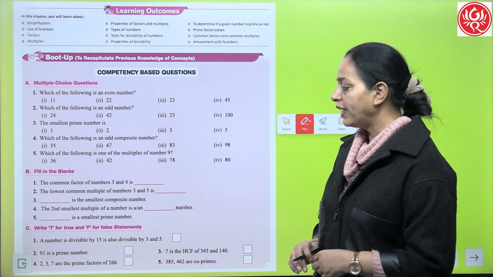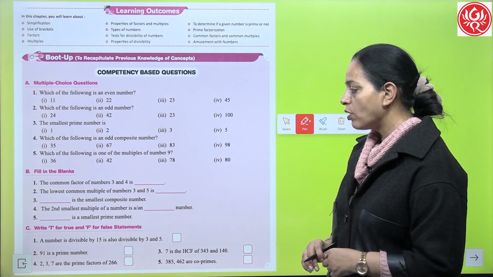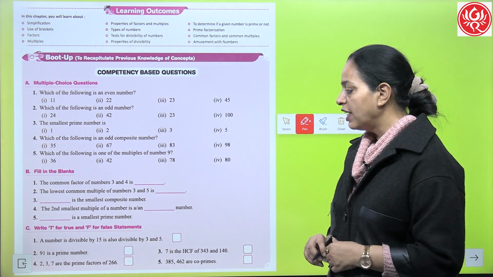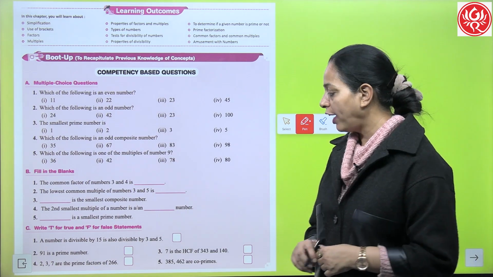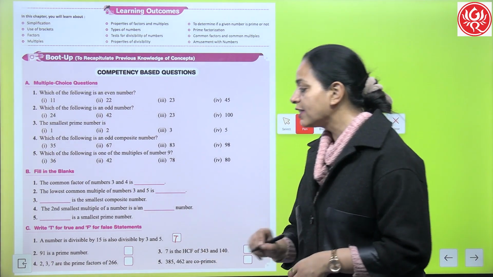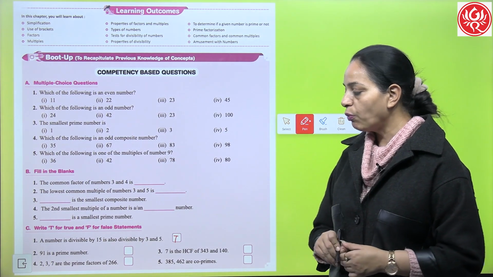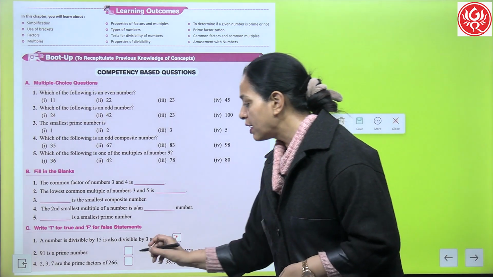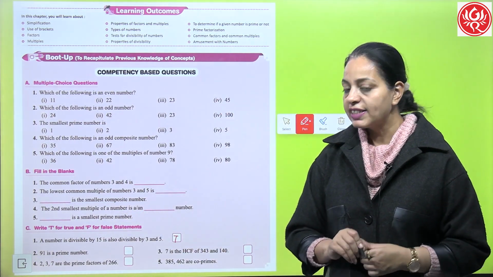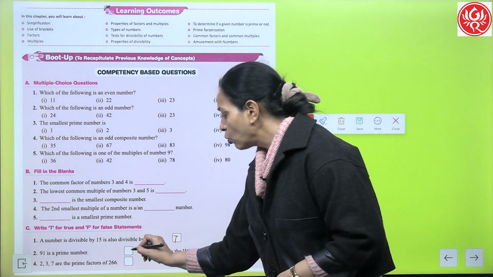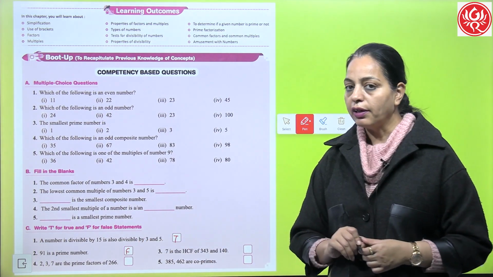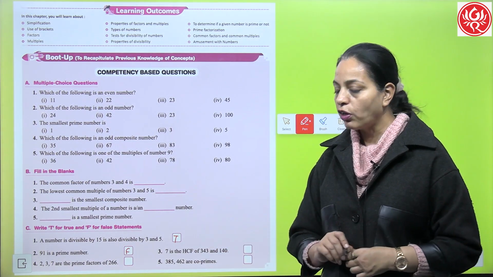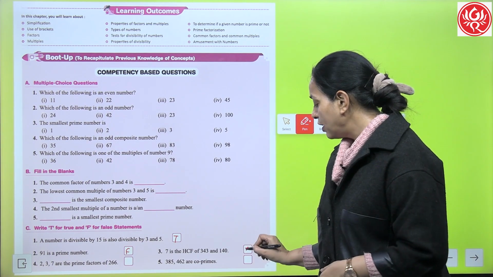Now C part, write T for true and F for false statements. The first one, a number is divisible by 15, is also divisible by 3 and 5. So yes, this statement is true. The second one, 91 is a prime number. No, 91 is a composite number. It is divisible by 7, by 13 also. So this is false. The third one, 7 is the HCF of 343 and 140. Yes, this statement is true.